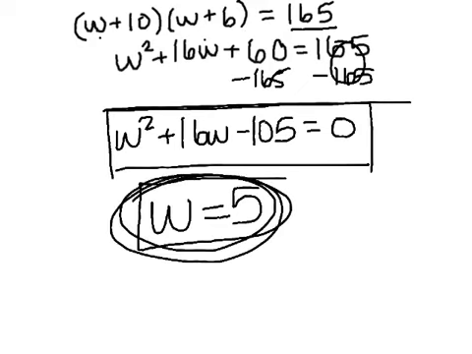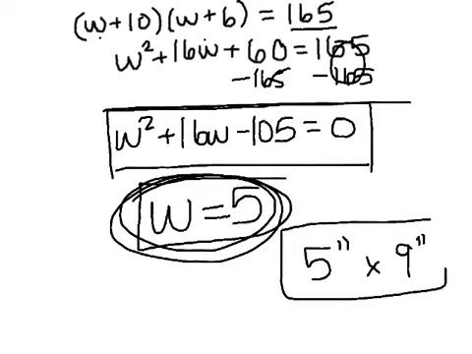But we're not done yet because it asks us for the dimensions of the picture. So we have to go back and say that the width is 5, so 5 inches, and the length is 4 more than that, because that's what it said in the problem, and then the dimension is 9 inches. So you say 5 inches by 9 inches. You can say that a lot of different ways. 5 by 9 is acceptable just like that.